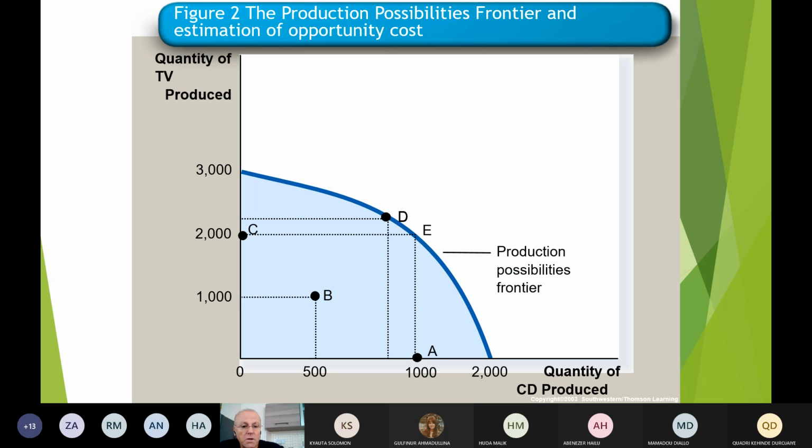When we are looking again at this opportunity cost, you are observing here we have the quantity produced when you are not producing CDs and only producing TVs. You have 3,000 units.